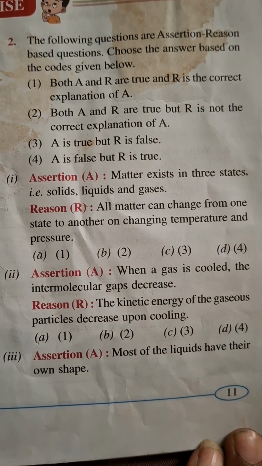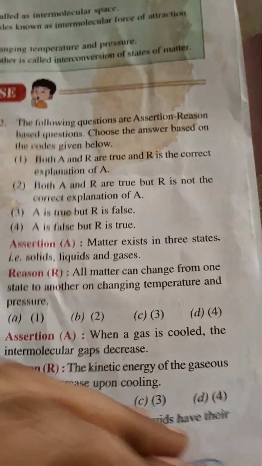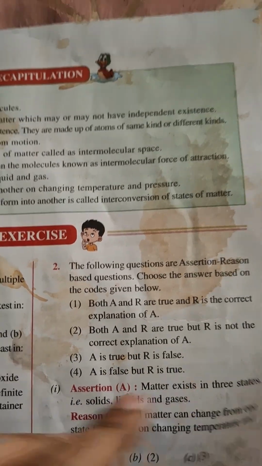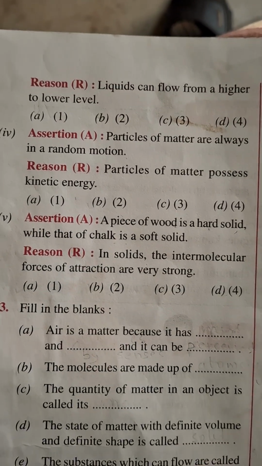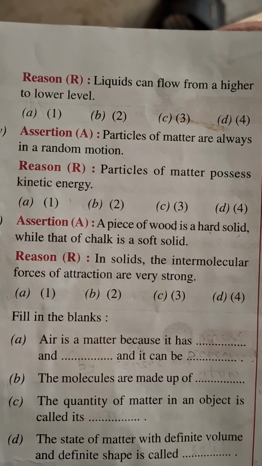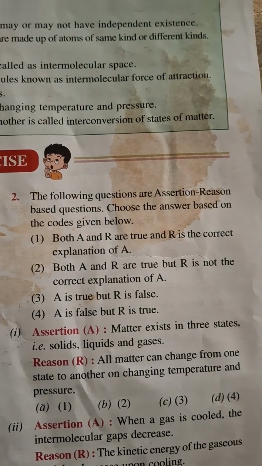Now here it is saying most of the liquids have their own shape. Do you think this is true? Liquids do not have their own shape, whereas they take the shape of the container in which they are poured. So here the option number 4 applies, which is A is false but R is true. Right? Because liquids can flow from a higher level to a lower level. This is true. Number 5 assertion says particles of matter are always in random motion. Reason says particles of matter possess kinetic energy. Now tell me here which of the options is applicable.